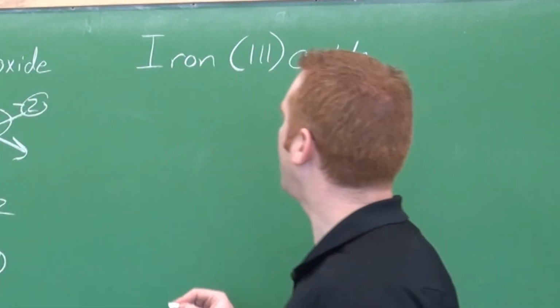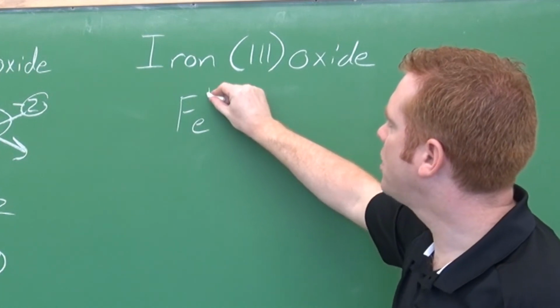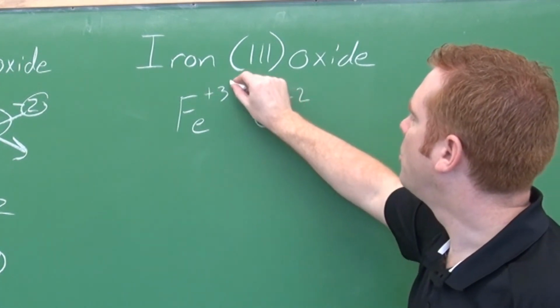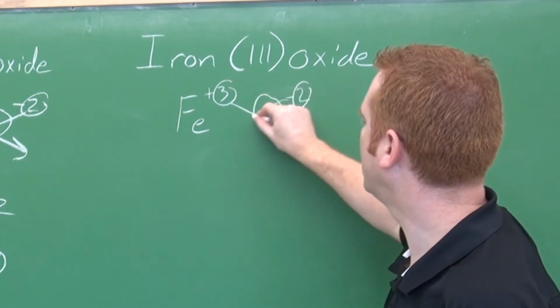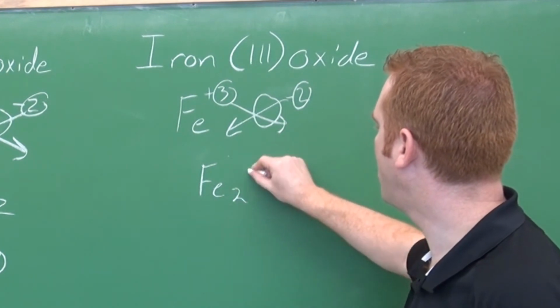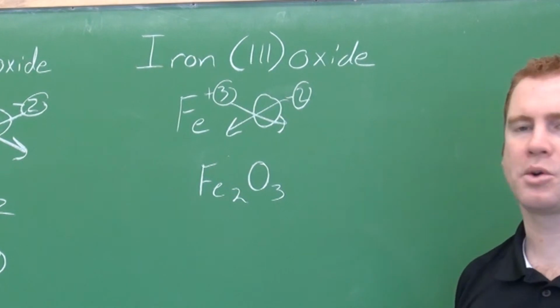For iron 3 oxide, we do the same sort of thing. Write down the symbol, 3 valence electrons, so its charge is going to be plus 3. Oxygen, again, is minus 2. We crisscross, Fe2, O3. So you can see the chemical formulas are quite different.